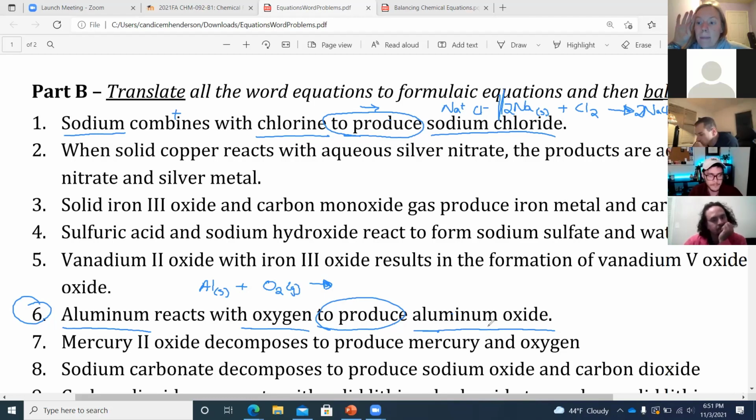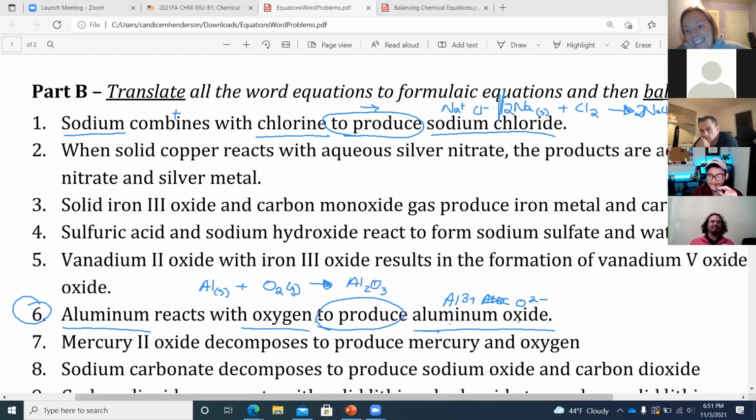What I see a lot happen, don't write this down, is people go, oh, aluminum oxide, AlO, and I'm done. Nope. You've got to charge balance. So a metal and a non-metal, Al with a 3+ charge, O with a 2- charge, flip-flop. I'm going to get Al2O3. You guys remember that stuff from the nomenclature chapter? Yeah, it's not going away.